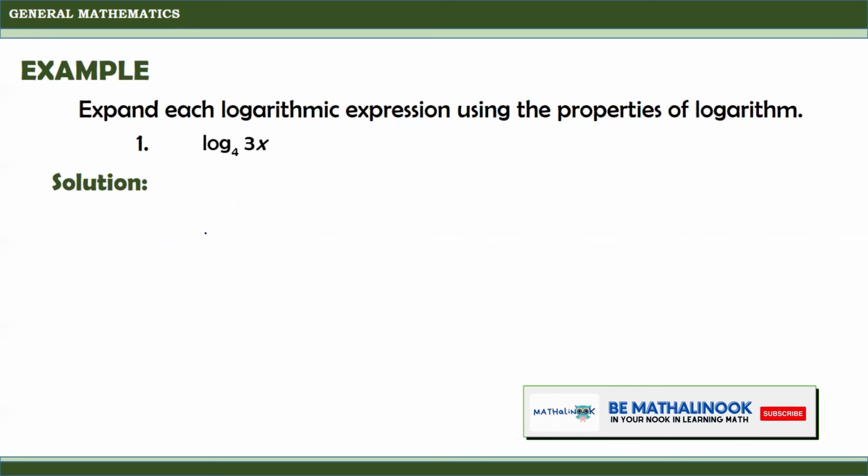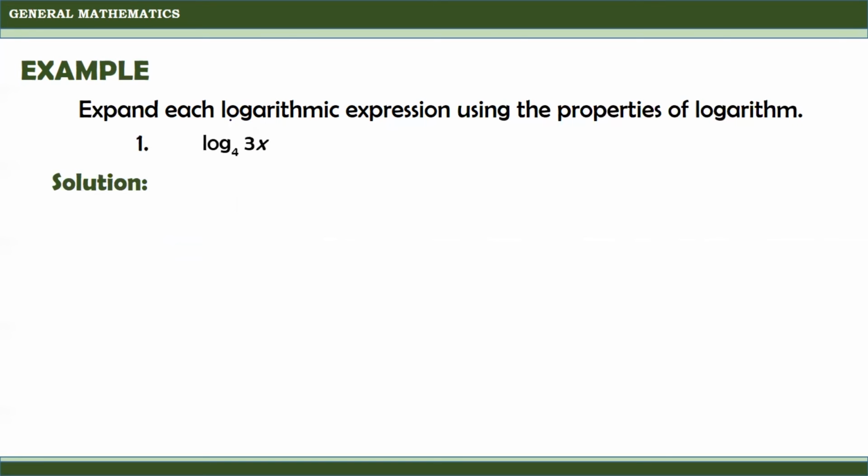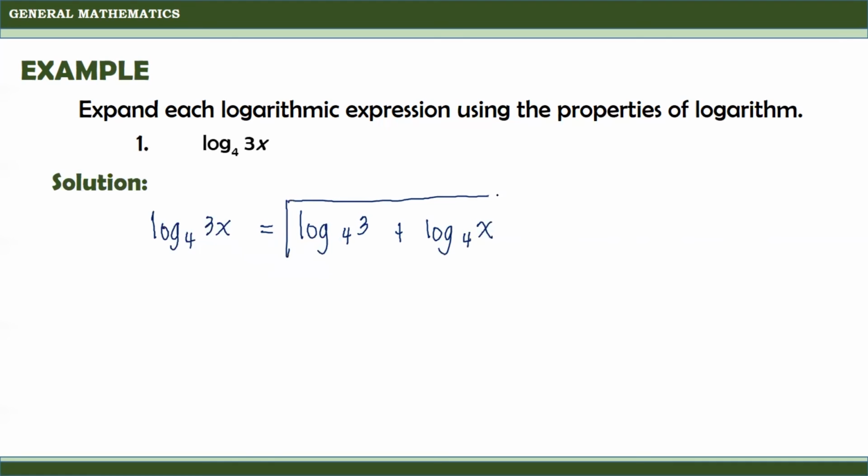For the first one, we have the logarithm of 3x to the base 4. Since the operation between 3 and x is multiplication, using property number 1, when we expand this logarithmic expression, it will become logarithm of 3 to the base 4 plus logarithm of x to the base 4. So this is the expanded form of the given logarithmic expression.